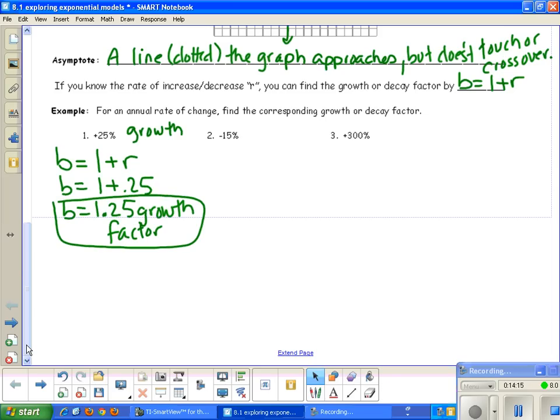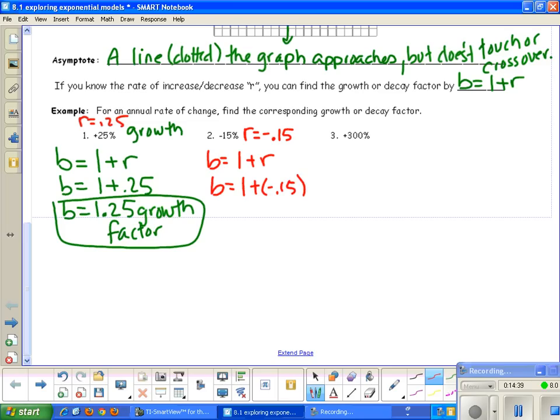So then for the next one, I know that this is a negative percentage. That means my rate is equal to negative 0.15, because remember we had to write as a decimal. So for this one, since my rate is negative, I know it's going to be a decay factor. So b is equal to 1 plus your rate. So b is equal to 1 plus negative 0.15. When I solve this, I get b is equal to 0.85. So that means this is my decay factor.